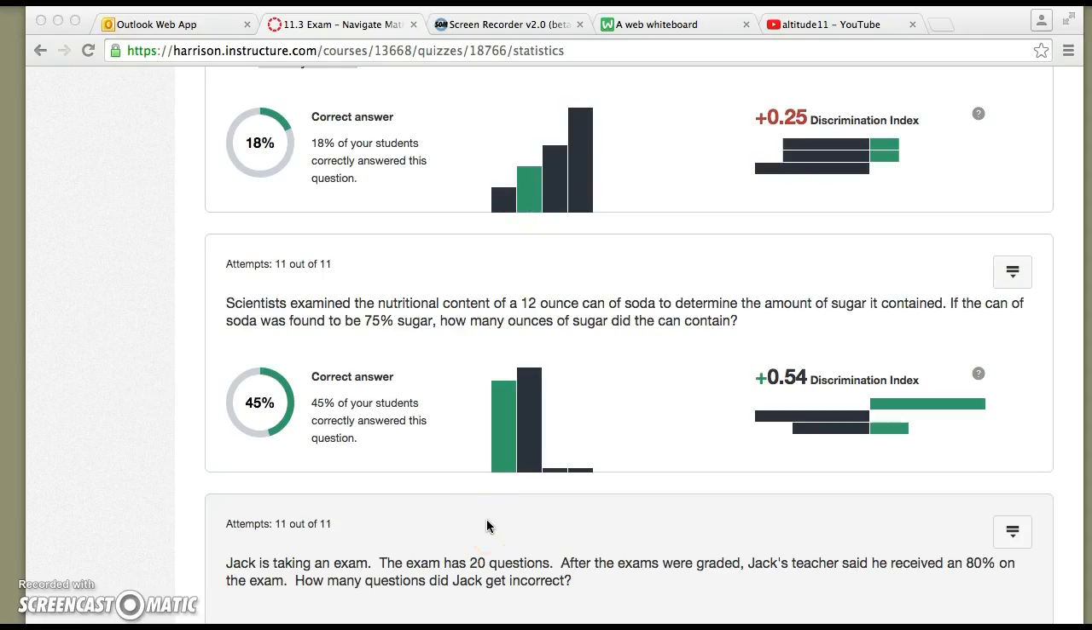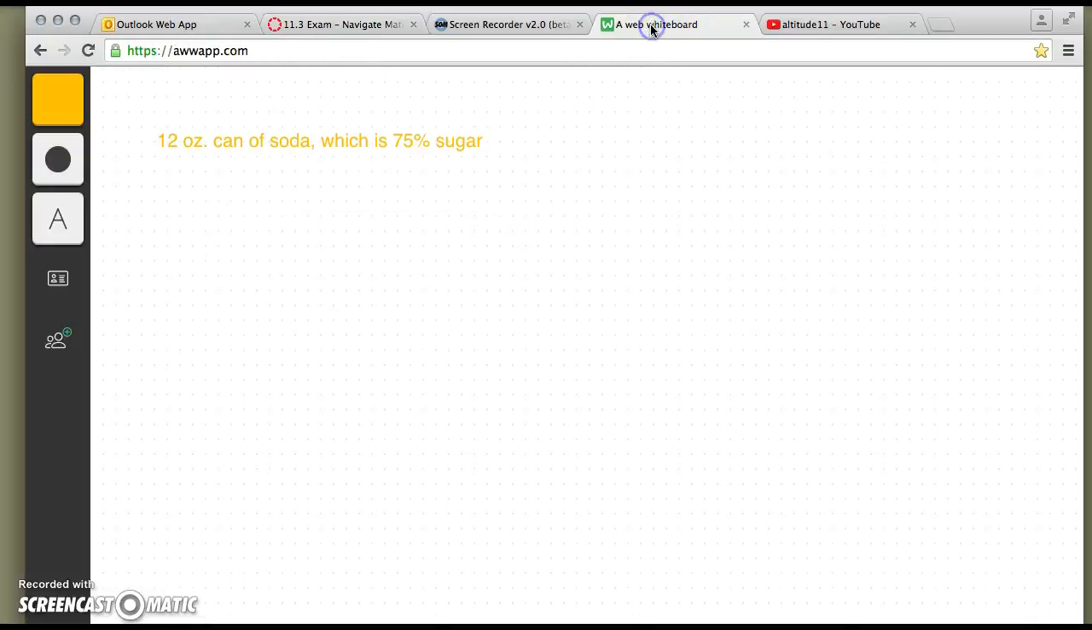Alright, so the third and final problem that we're going to take a look at here, guys, is actually the very next problem, number 29. It says, scientists examined the nutritional content of a 12-ounce can of soda to determine the amount of sugar it contained. If the can of soda was found to be 75% sugar, how many ounces of sugar did the can contain? So remember, guys, in these word problems, it's always good to look for the question to see what it is that we're trying to answer. And in this case, we want to know how many ounces of sugar were in the can based on the information that we were given.